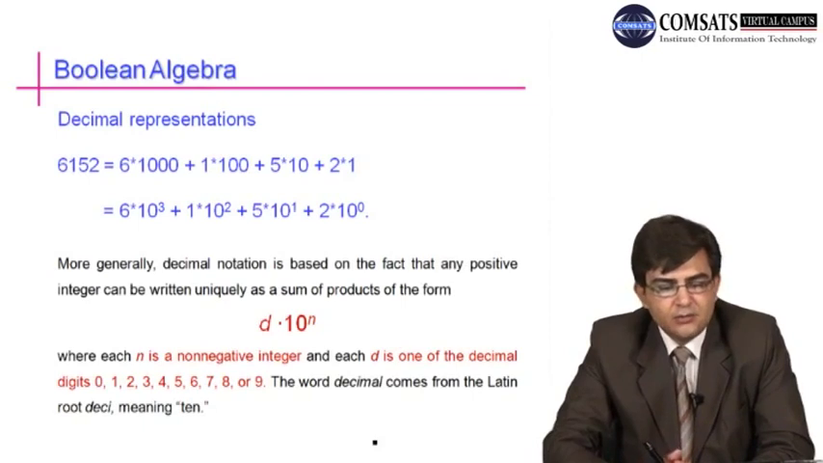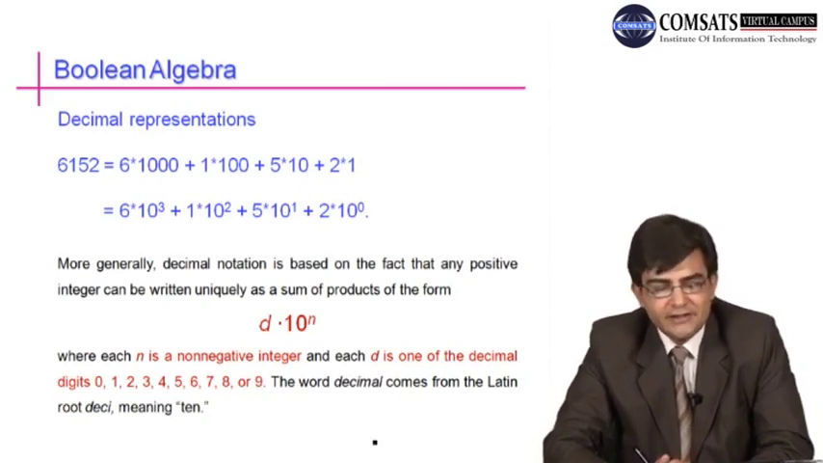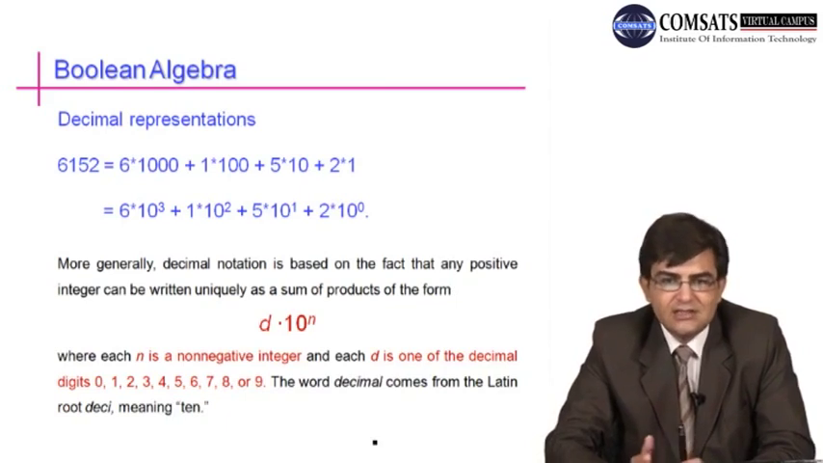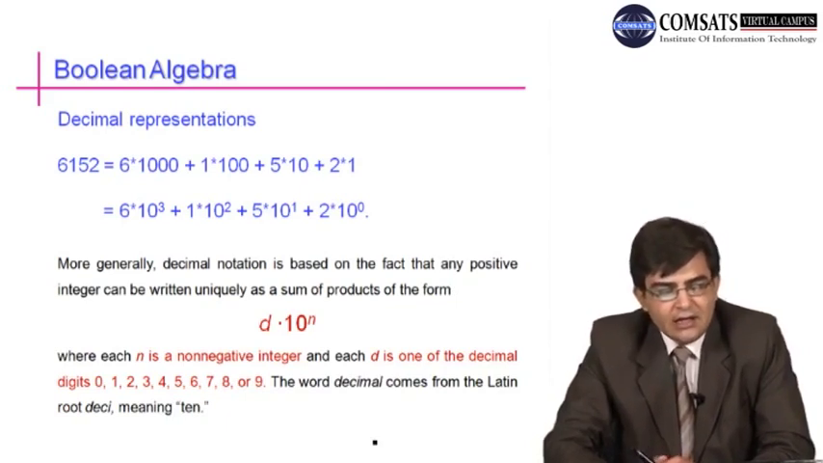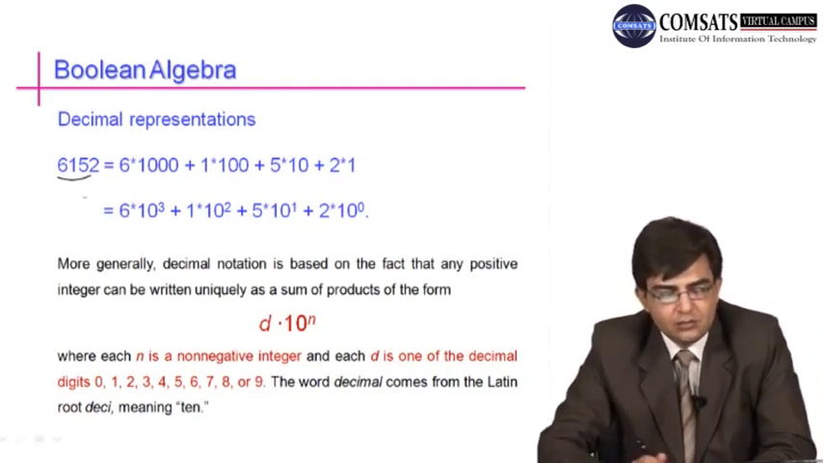Next, we start Boolean algebra. Before starting the Boolean algebra, we repeat some decimal representation which I hope you have studied in your early classes, 5th, 6th, 7th. So what are basically the numbers which you see in daily life? For example, 6152. What is this number? Actually, this number is basically a decimal representation.